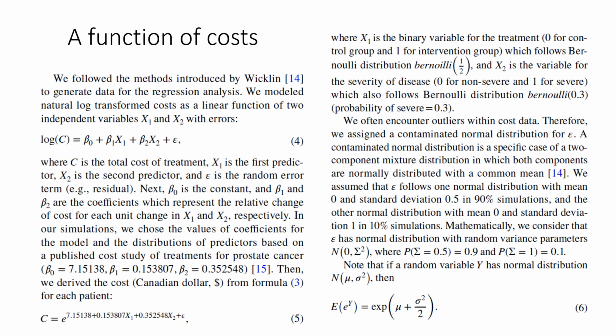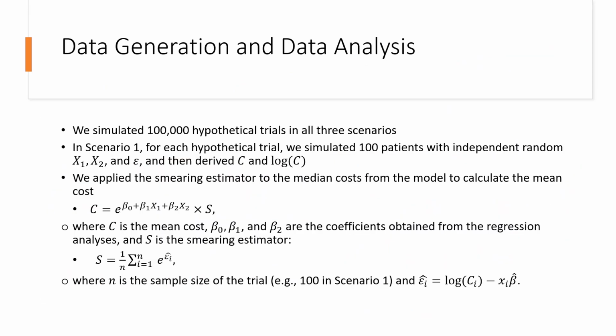We assigned a contaminated normal distribution for the error of the regression model. A contaminated normal distribution is a specific case of a two-component mixture distribution in which both components are normally distributed with a common mean. We simulated 100,000 hypothetical trials in all three scenarios. For each hypothetical trial, we simulated 100 patients.